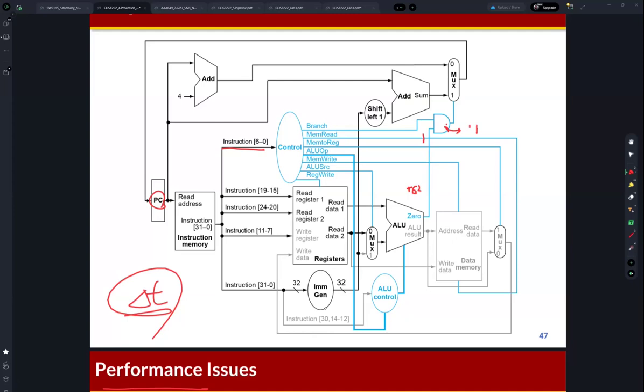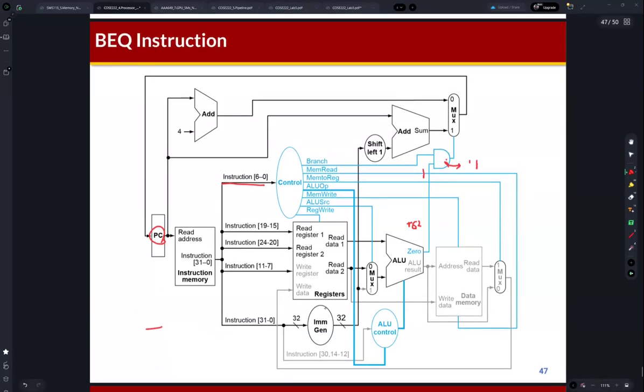Logic determines the clock frequency, the clock period, right? Because the clock period needs to be greater than the delay of the critical path. In this design, I already explained, we can just estimate the critical path of this design. The critical path is the load word.